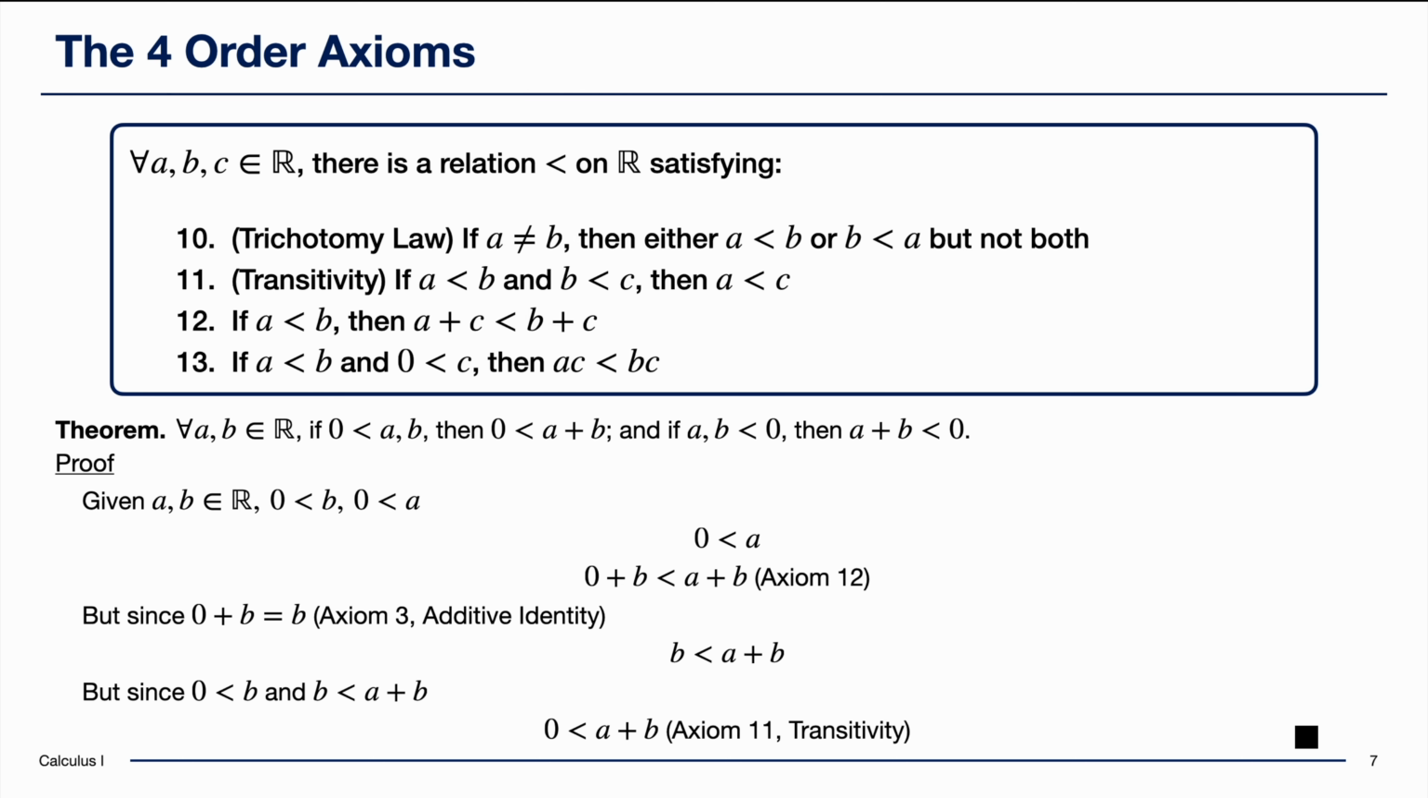As an exercise to the viewer, I encourage you to try to prove the second part of this theorem. That is, if a and b are less than 0, prove that a plus b is also less than 0. The format of the proof is very similar to the one that I've shown you here.